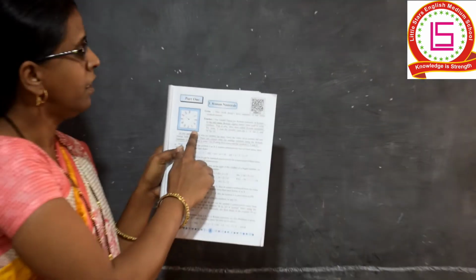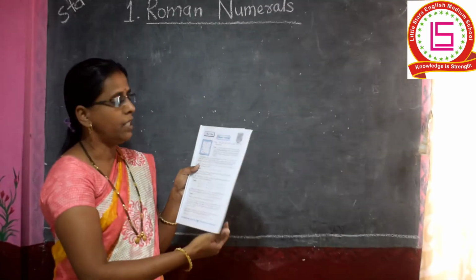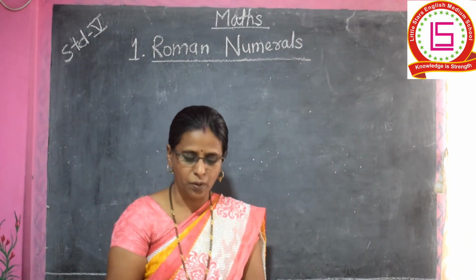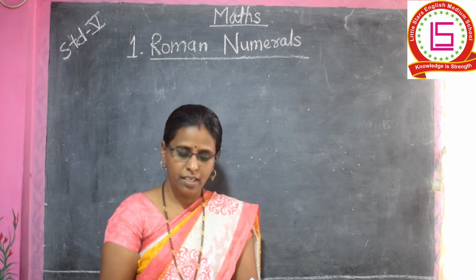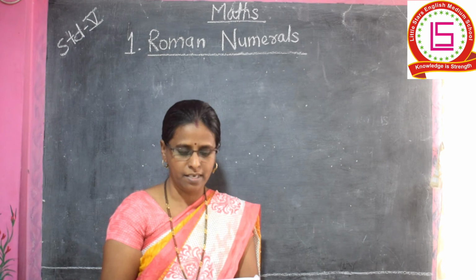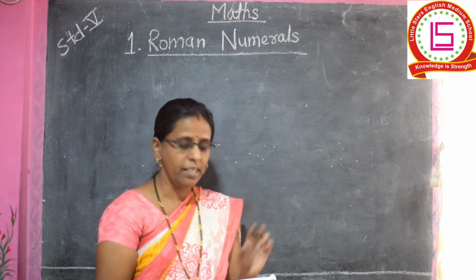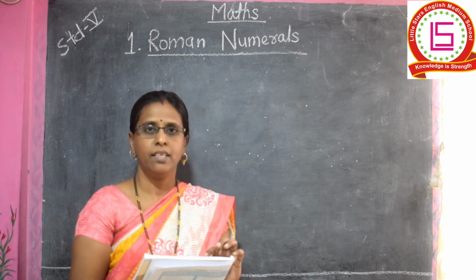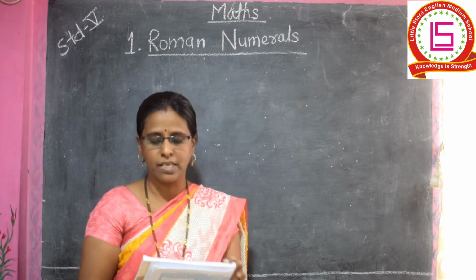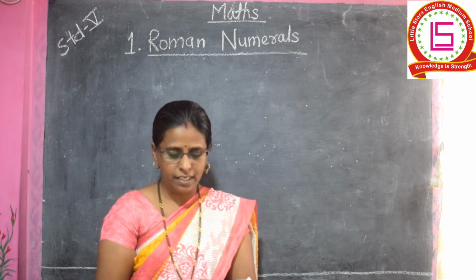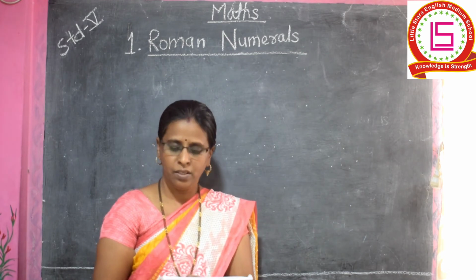Here, one conversation is given. I read, you listen carefully. Geeta, this clock doesn't have numbers. It has some symbols instead. Geeta is saying that there are no numbers on this watch, only symbols are given. Then the teacher says, yes Geeta, these are Roman numerals.